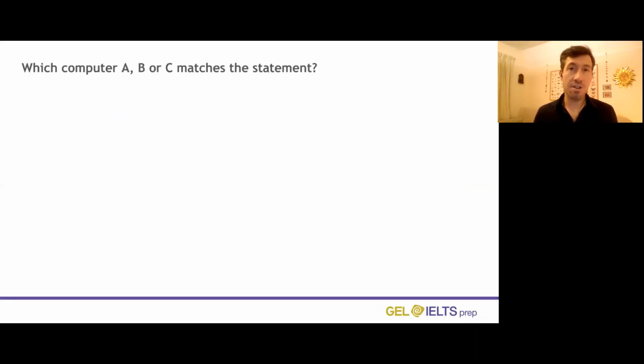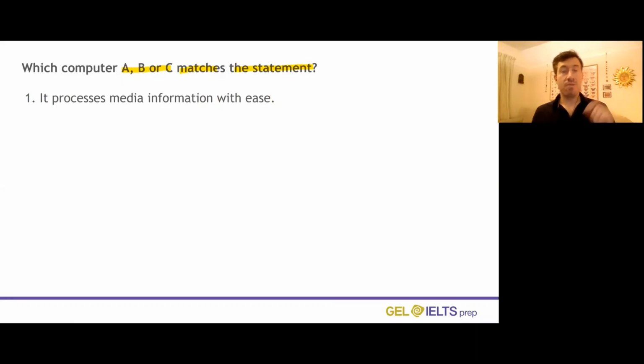Now we're going to see another situation when distractors are used, a different question type. So here we have a matching features question, and it says which computer, A, B, or C, matches the statement. And here's the statement: it processes media information with ease. Now, the first thing we need to do again is to think and highlight the keywords here. So here we'd say it means the computer. Processes would be an important word. Media information would be another keyword, and with ease is another keyword.